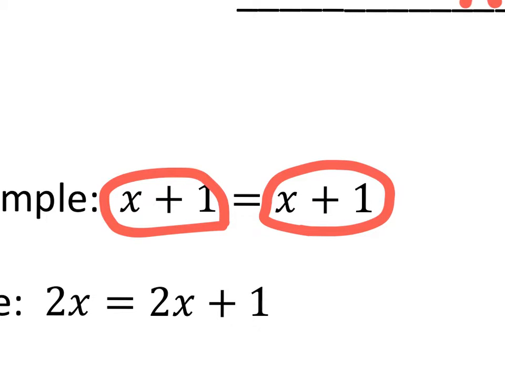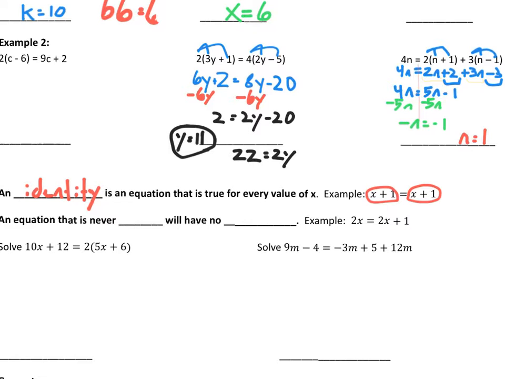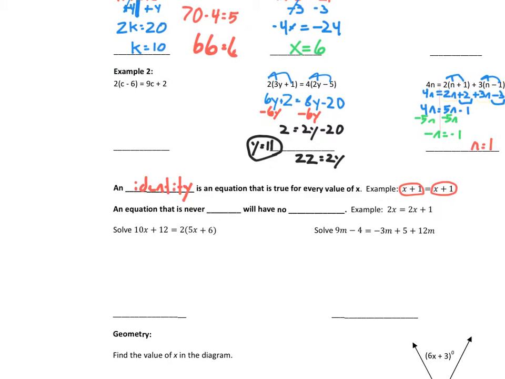And if you take a look at this, no matter what I plug in for x, positive number, negative number, fraction, it will always ring true because something plus 1 is always equal to the same thing plus 1. That's an identity, right? And so with that, that means it has infinite solutions. We'll also see this visually on a graph later in the year, but it has infinite solutions.